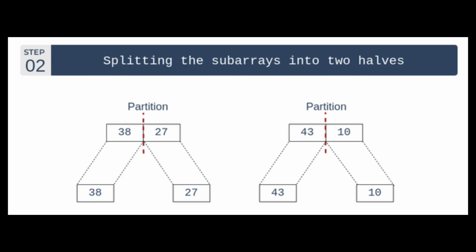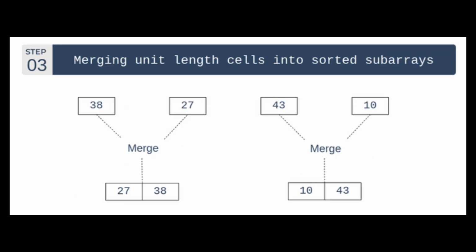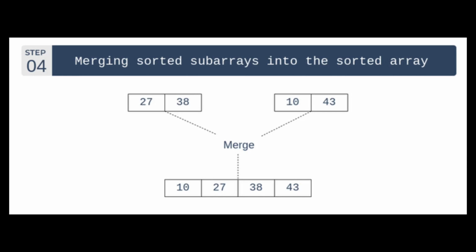If it is a longer array, then it will be a very big process. These sorted subarrays are merged together. Then this process will continue until it is completely sorted. Finally, it's 10, 27, 38, 43.